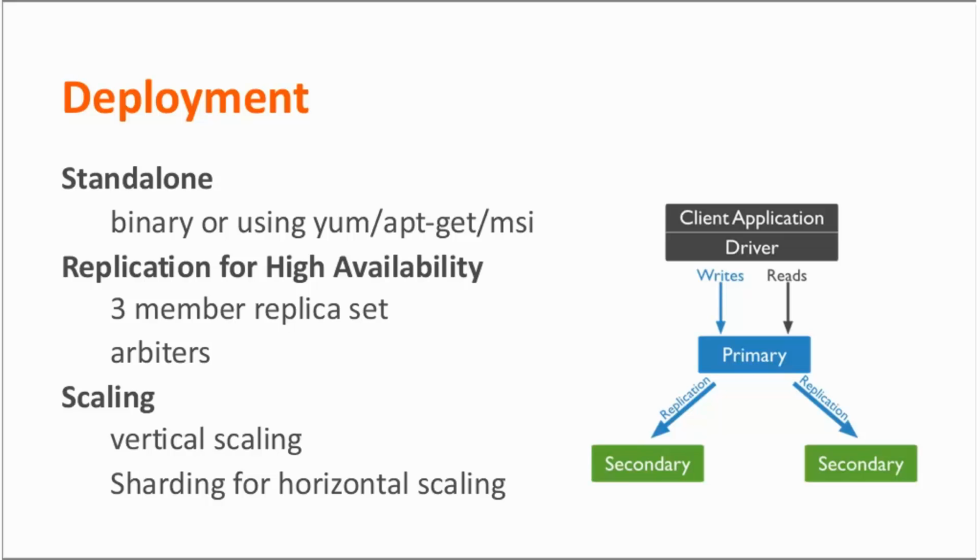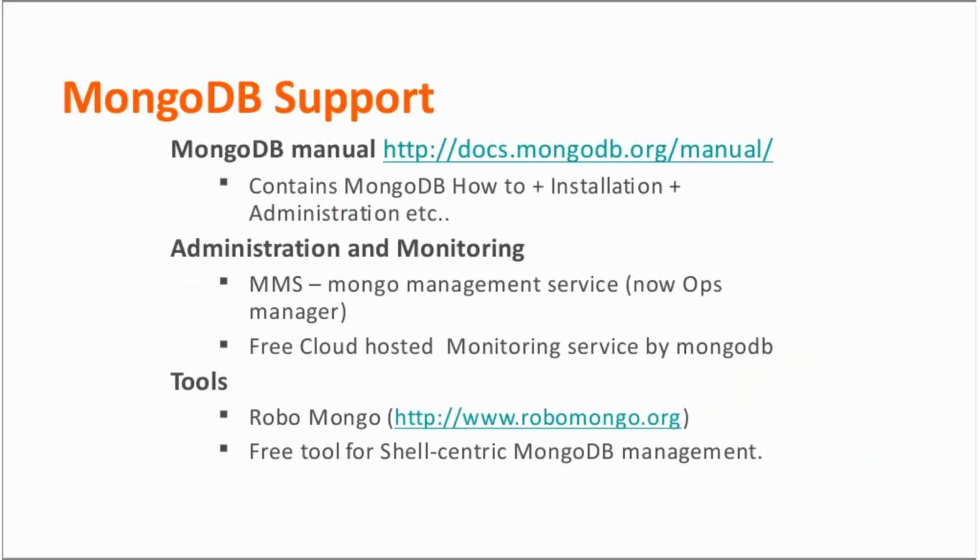Coming to scaling, MongoDB supports both vertical scaling and horizontal scaling. Vertical scaling is achieved by just adding more RAM to your existing Mongo instances, whereas horizontal scaling is achieved by adding more Mongo instances and sharding the MongoDB.